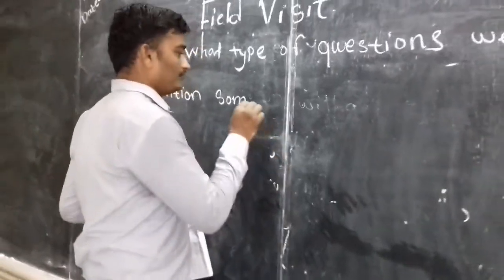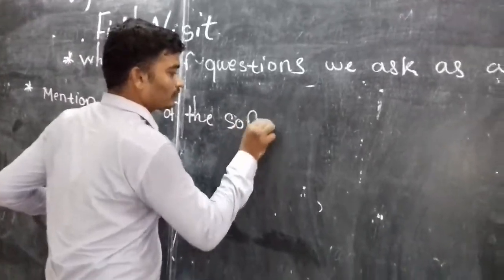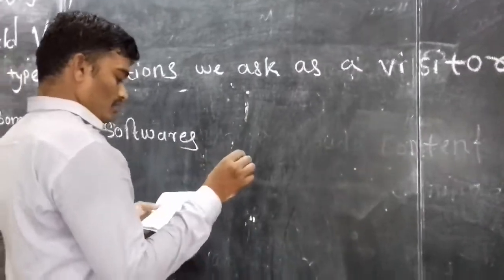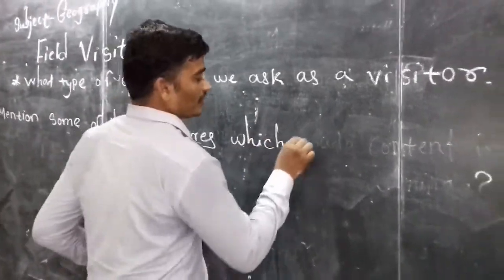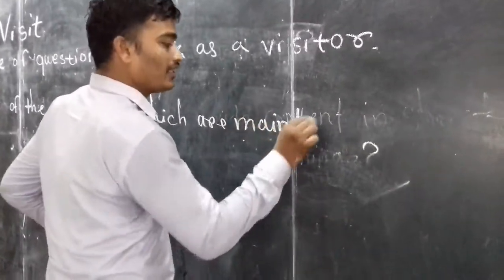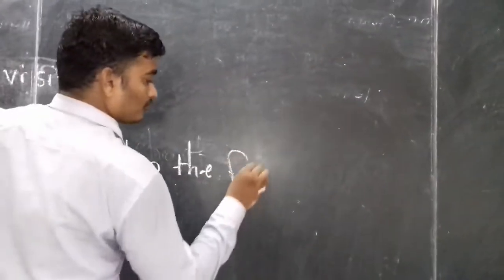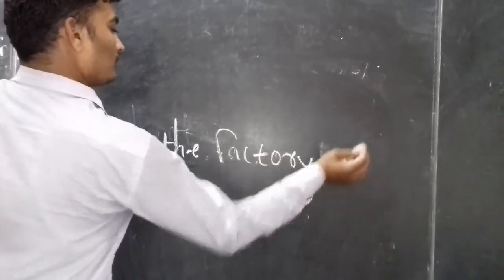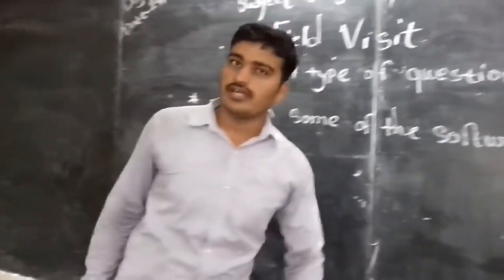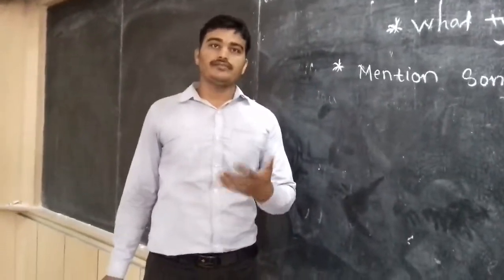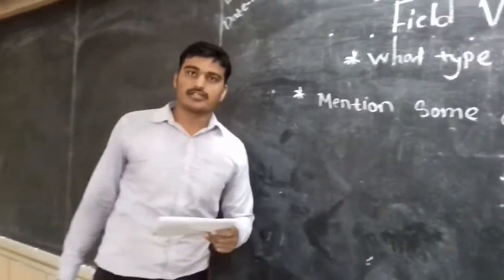So what kind of questions? Mention some of the softwares which are mainly used in the factory. Instead of softwares you can use the word machines, or anything else related to that, and your question will become perfect and you will get a perfect answer.